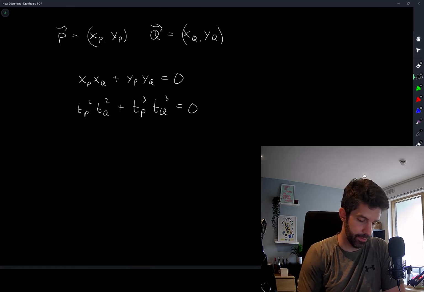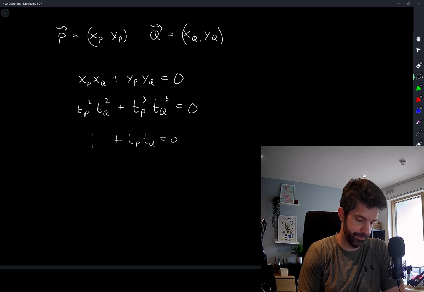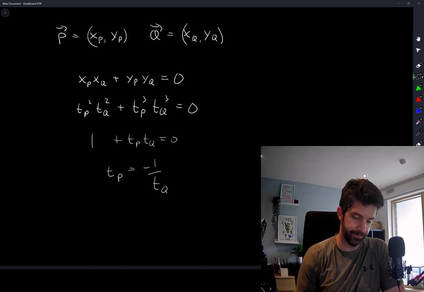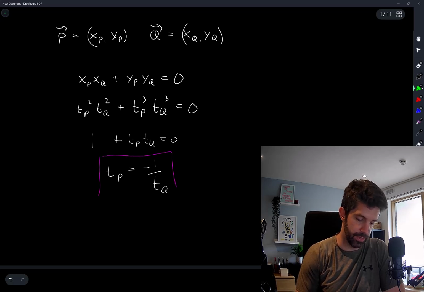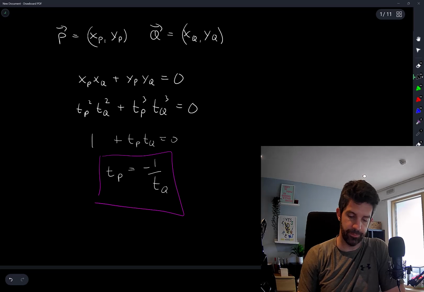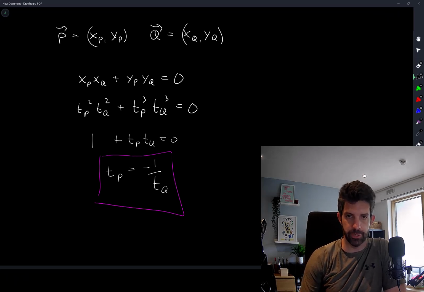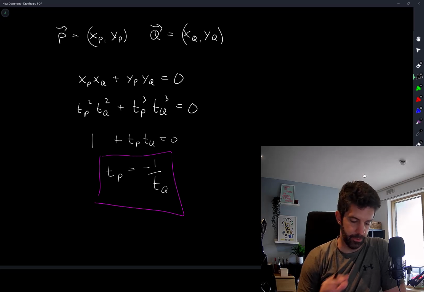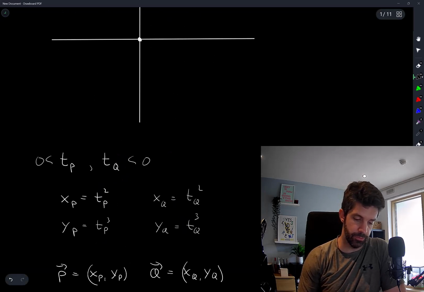So this says that 1 plus tP tQ is equal to 0. So tP is equal to -1 over tQ. Okay, that will be useful, I'm sure, because this tells us all of the pairs of points that satisfy this right angle condition. Okay, so that's the relationship between the two values of t.